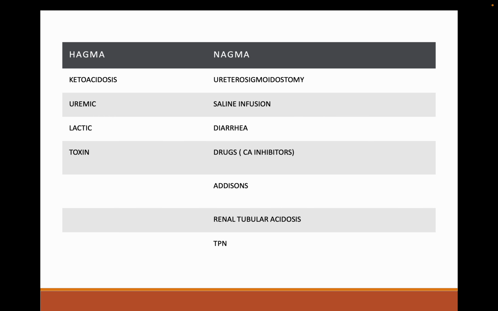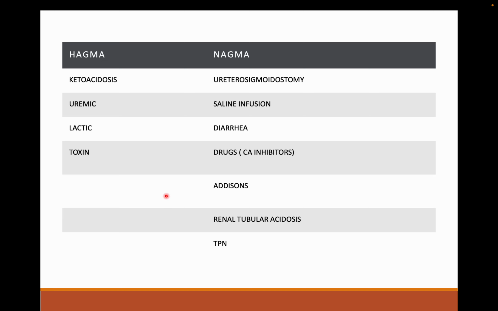These are the causes of high anion gap metabolic acidosis: diabetic ketoacidosis because of increased generation of ketoacids; uremic acidosis because of impaired excretion of H plus ions; lactic acidosis because of increased formation of lactic acid. There are different toxins: ethylene glycol poisoning, propylene glycol, methanol poisoning, ethanol poisoning, isopropyl alcohol. There are many toxins which can cause high anion gap metabolic acidosis. These are the main causes of high anion gap metabolic acidosis.